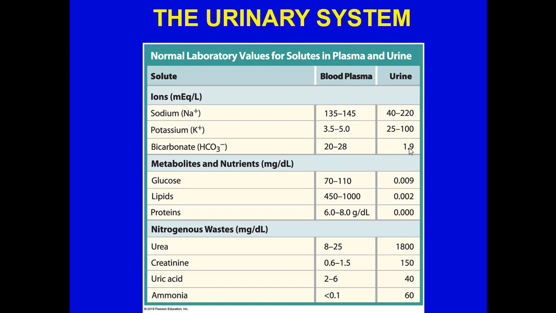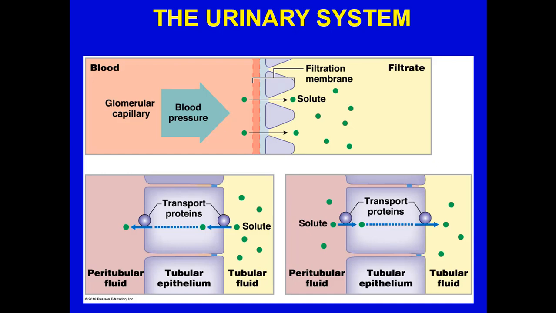Creatinine is going to be excreted extensively, as uric acid and ammonia as well. Okay, so let's start with how this process works. You have the glomerular capsule, you have blood pressure, and that's going to force through the filtration membrane, which consists of the capillary endothelial cell, the basement membrane, and the podocytes. And out come the solutes. You're going to have water as well as some of the solutes. That's going to make the raw filtrate.